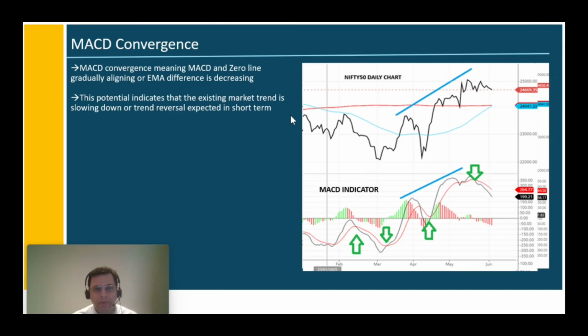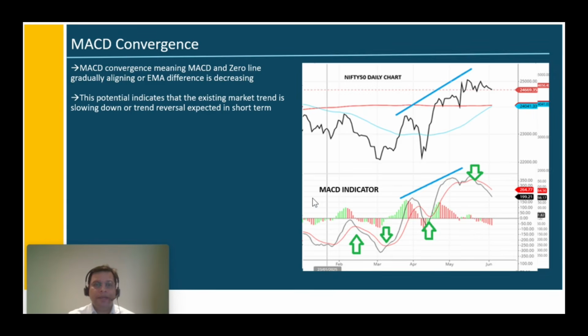So once we understand what a MACD is, then we can look at a couple of features of MACD. One of the first features is MACD convergence. Convergence means our MACD line and signal line, which are the black color over here and the red color over here, are gradually aligning to each other, or we can say the difference between these two EMAs is decreasing. So as you see over here, MACD and signal line was falling. Now slowly MACD is coming towards our EMA.